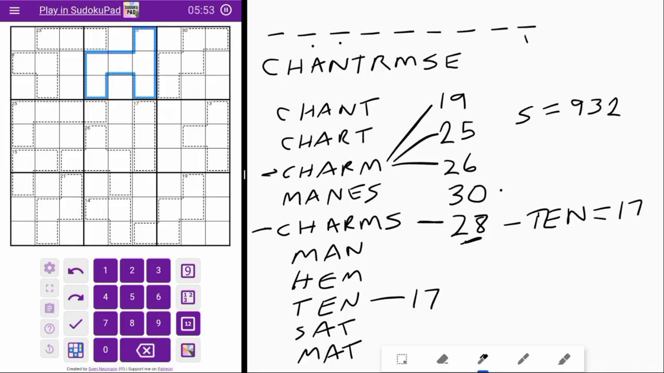I'd like the look of the S at the end rather than there at the start, but you never know. So how can we eliminate that a little bit more? It's a bit tricky.